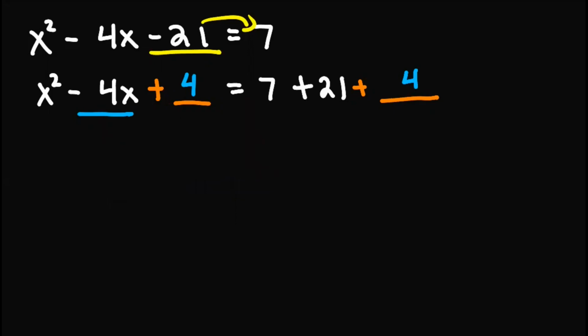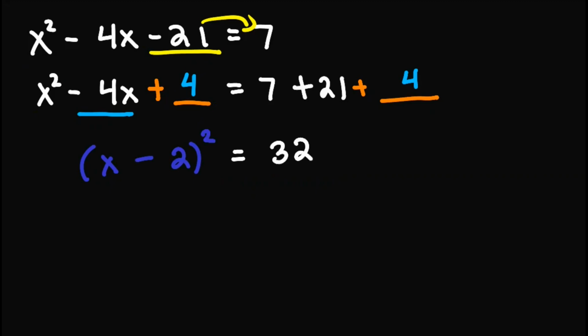From here, we know that the left side of the equation is a perfect square trinomial. So this just simplifies into square root of the first term is x, copy the sign, minus square root of the last term is 2, don't forget the square out here, and this one is equal to 7 plus 21 is 28, plus 4 is 32.